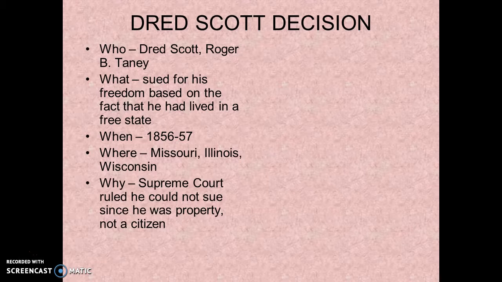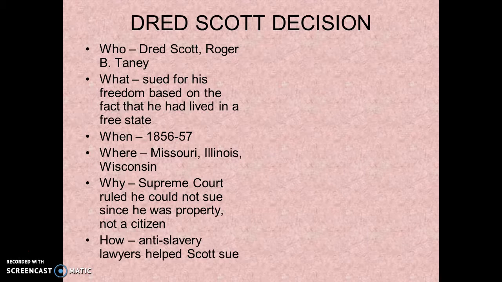The Supreme Court issued a statement led by Roger B. Taney that Dred Scott could not sue simply because he was property, he was not a citizen, and it kind of like expanded slavery into any of the free states, and then on top of that, any African American regarding this case could not be considered a citizen, could only be considered property regardless of whether they were free or slave, so therefore they did not have citizenship in the United States, didn't have any rights.